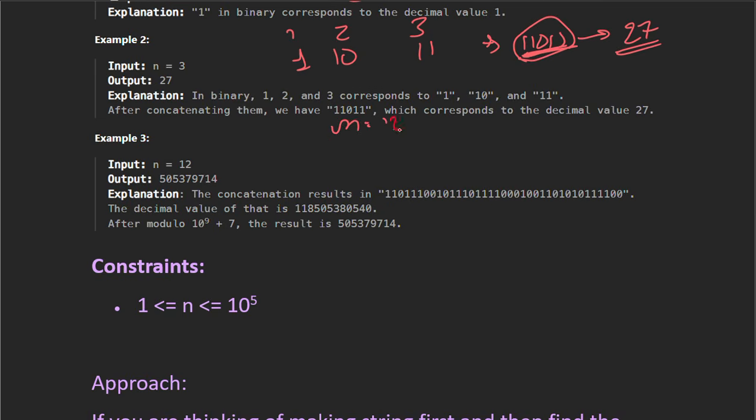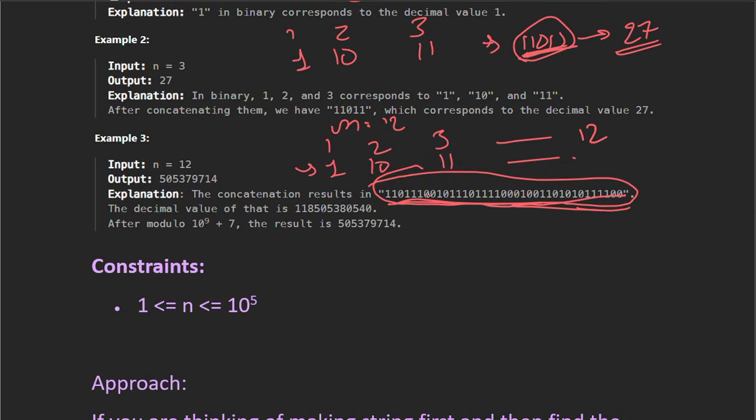Similarly, next we have n is equal to 12. So we will be taking first all the numbers up to 12, and then we'll take their binary values, that is 1, 10, 11 and so on up to 12, and then we append all those in a string. So this is the string, right? And now what we have to do is return the decimal value of this binary string, and if the answer is too long, we have to take modulo 10 to the power 9 plus 7, and then return the answer.